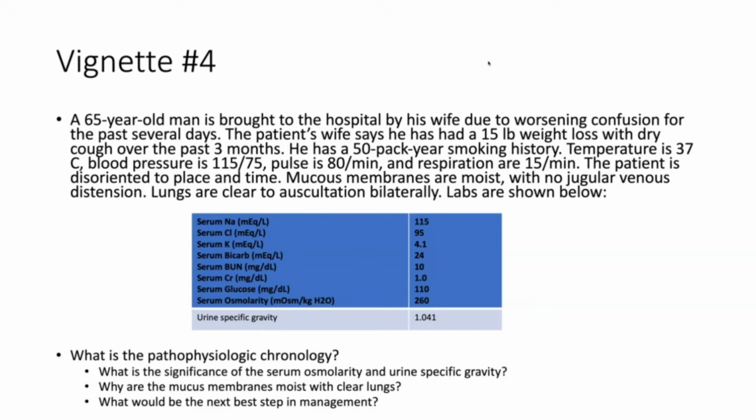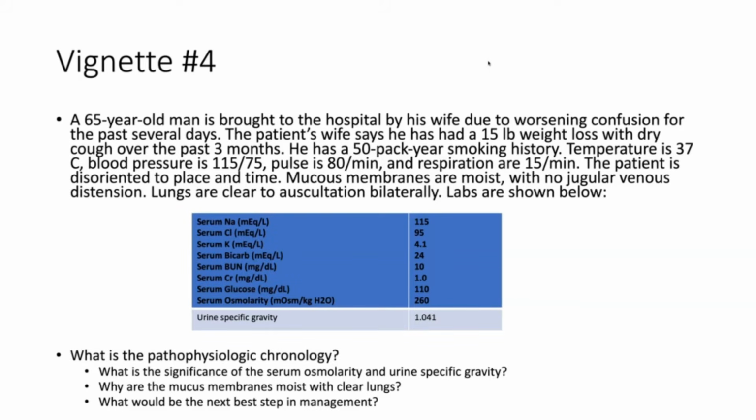Mucous membranes are moist with no jugular venous distension. Lungs are clear to auscultation bilaterally. Labs are shown below. Serum sodium, 115. Chloride, 95. Potassium, 4.1. Bicarb, 24. BUN, 10. Creatinine, 1. Glucose, 110. Serum osmolarity, 260. Urine specific gravity, 1.041.